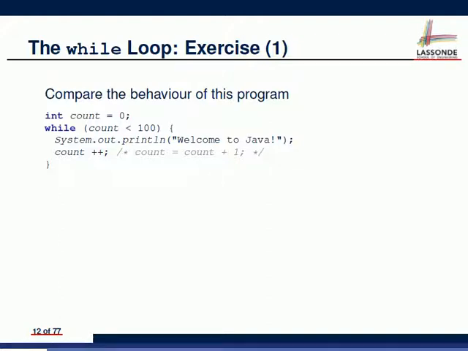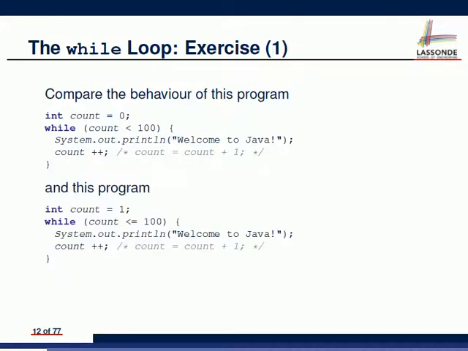So 100 times, okay? And now you can see that the body of the loop, the print line statement there, does not depend on the value of count. So we're going to print out welcome to Java verbatim exactly 100 times. Now if you look at the second loop over there, again, the body of the loop, the print line statement, also does not depend on the value of the count, which is going to be 1, 2, 3, 4, up to and including 100, right? So now, are these programs going to output the same lines?